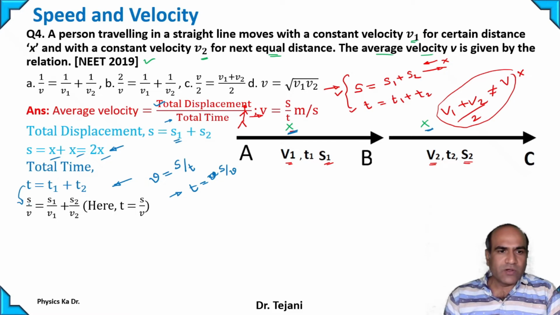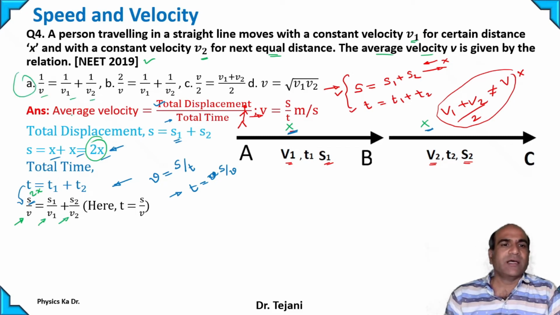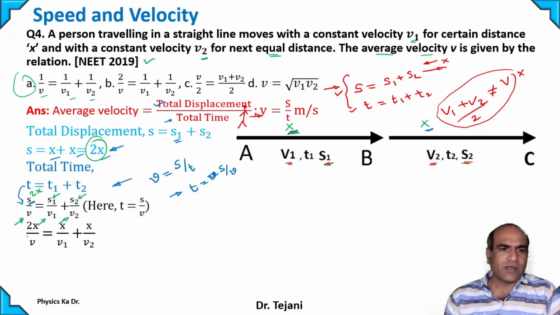Do we have total distance? Yes, total distance we already have. That becomes 2x. Do we have total velocity? No. V1, no. V2, we don't have. If you see the options here also, V is given, so we need an answer in this formula. What about S1? Distance traveled during S1, that is x. What about S2? Distance traveled during S2, that is also x. Fine. Put the values here.